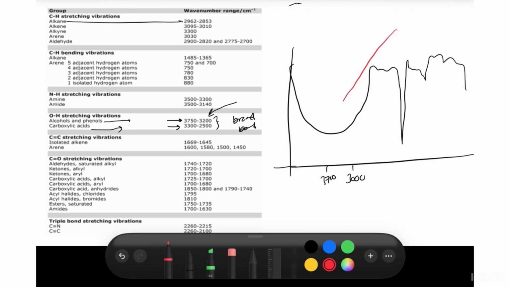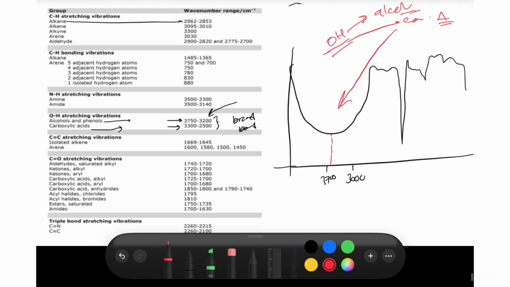Whenever you see any broadband in your IR spectrum, then definitely you have an OH group. The OH group could be from alcohol, it could be from carboxylic acids. How can I distinguish whether it's from carboxylic acids or from alcohol? Look at the peak, at what number in here.